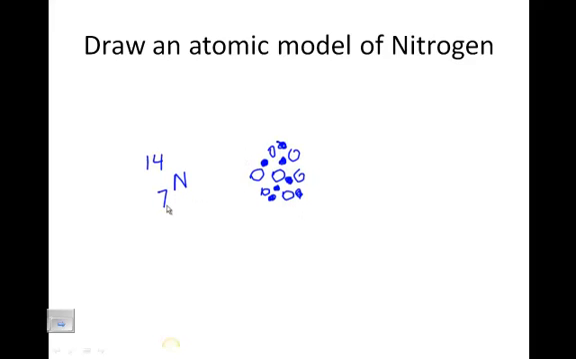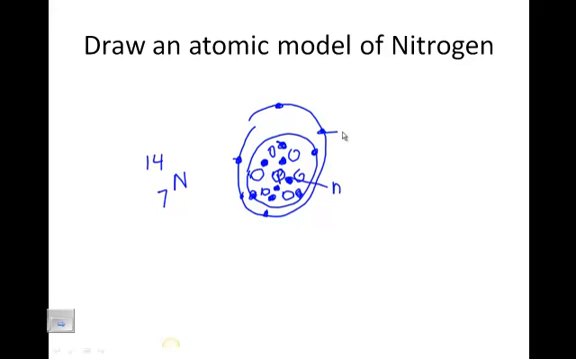And then finally, 7 is also the number of electrons you have. So you have a ring, 2 electrons in the first energy level there. And then your outer energy level, you would have 5 electrons. 1, 2, 3, 4, 5. So these are the protons, these are the neutrons, and these are the electrons.